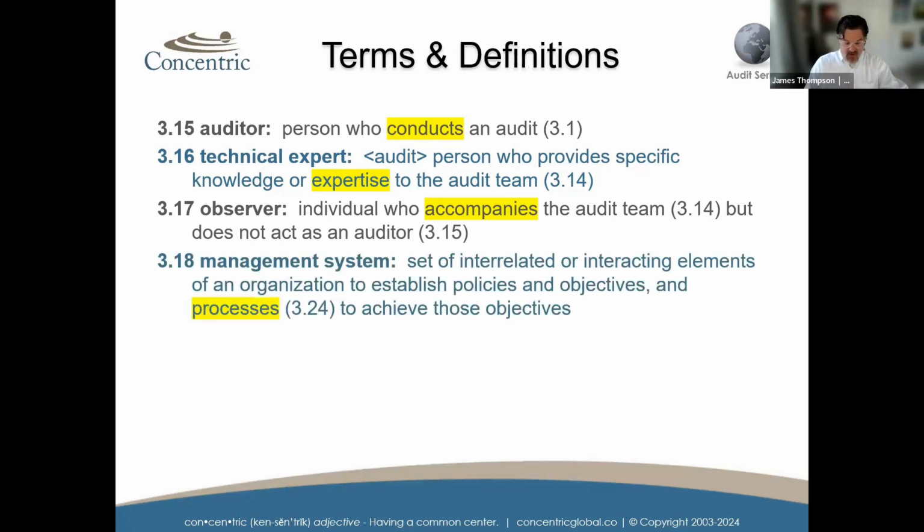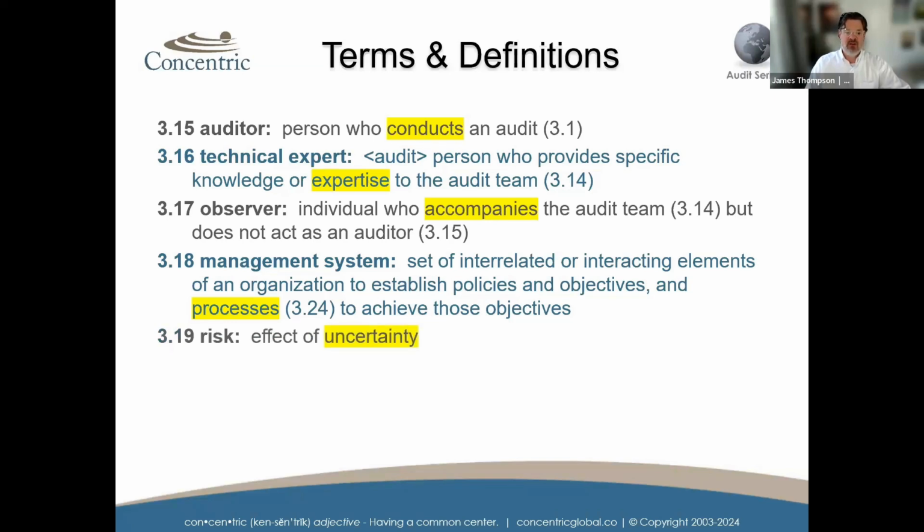So management system, this is a set of interrelated and interacting elements of an organization to establish policies and objectives and processes to achieve those objectives. So really, if you look at processes as your fingers, the management system is your hands together. So it's the interrelated, and typically an output of one process becomes an input to one or more other processes. So it's really that web of processes and how they interact with one another that makes up a management system.